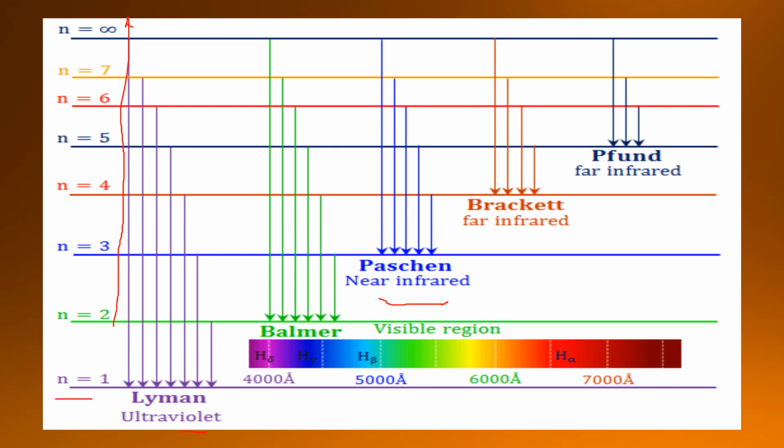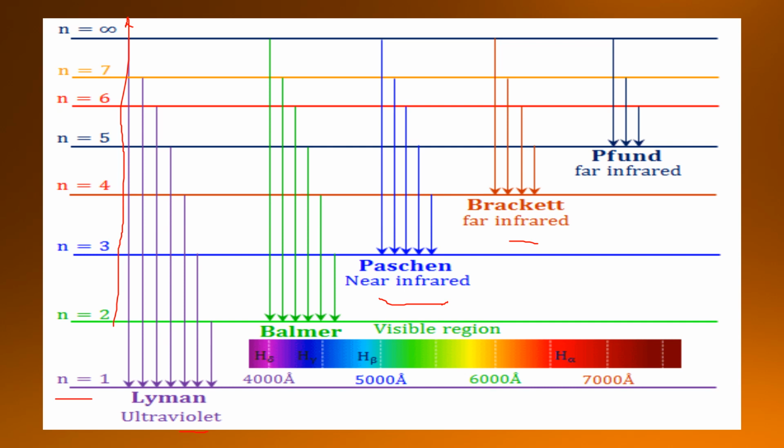So Paschen falls in the near infrared region because it is closer to the Balmer region, and similarly Brackett series will fall towards the far infrared region because it is much farther away from the Balmer region, and because Balmer falls in the visible region, that's why Brackett is far infrared.